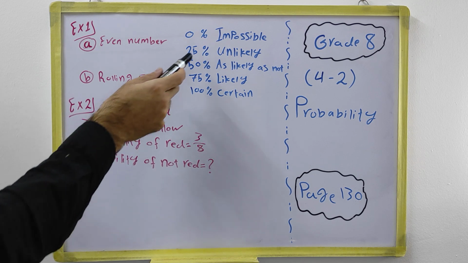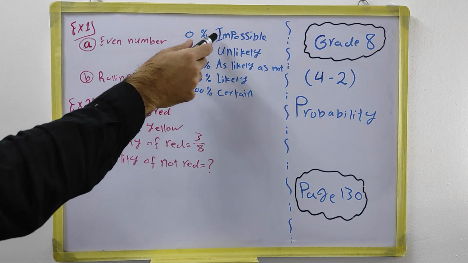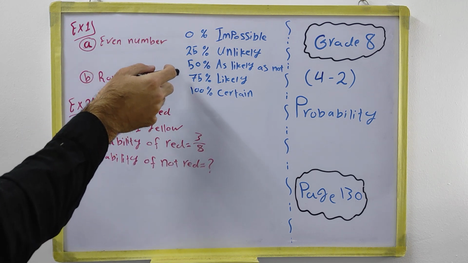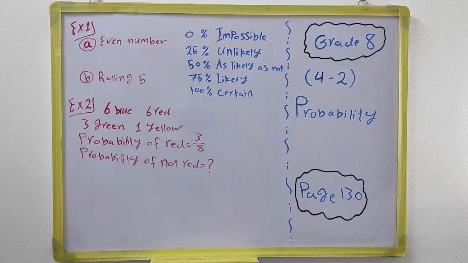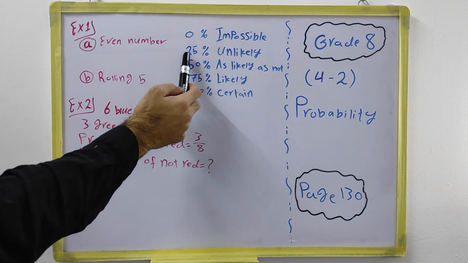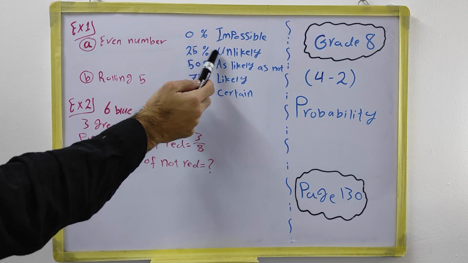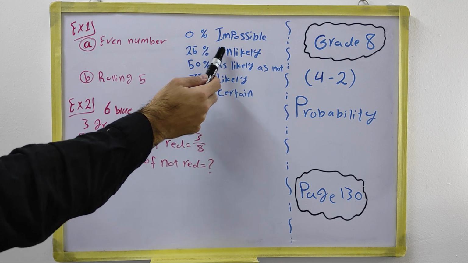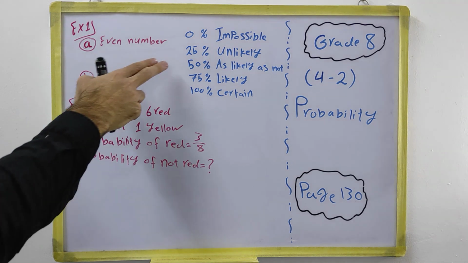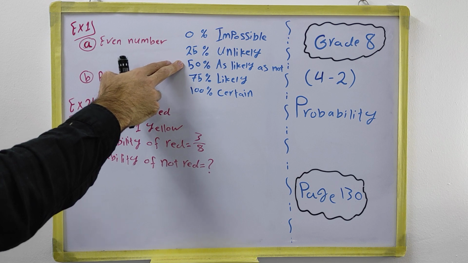For probabilities, we can use these names, these words, to show how possible an event is to happen or how likely it is to happen. The names are impossible, 0 chance, there is no chance to happen. Unlikely, which is possible but has a little chance to happen. As likely as not means 50%. It's possible to happen and not possible to happen, like the same chance, 50-50.